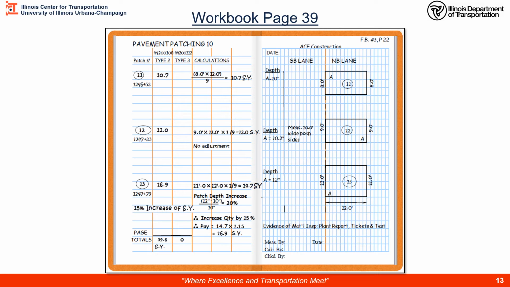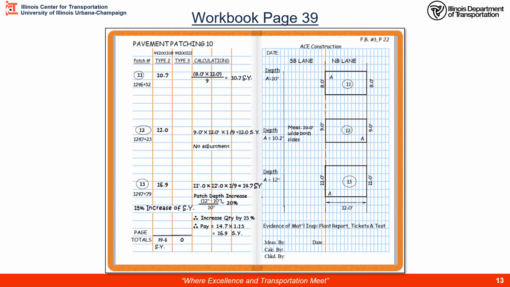So here I got my math. 9 feet in length by 12 feet wide. Do my conversion. Divide by 9 to get square yards. So I have 12.0 square yards. Okay. 12.0 is less than 15, greater than 5. So I'm a type 2. There's my 12.0 square yards.